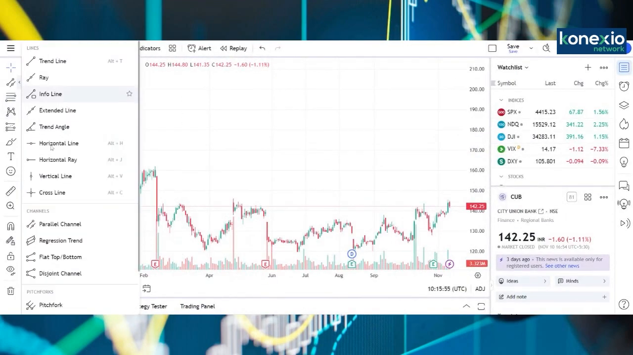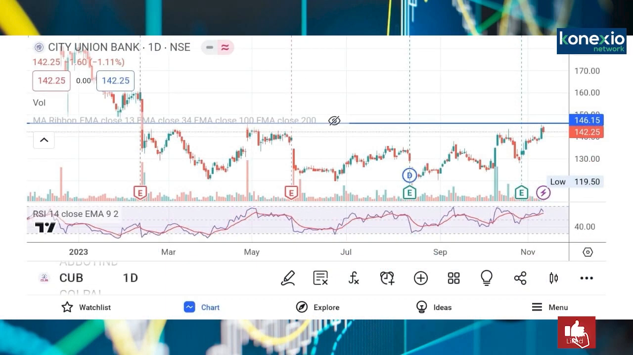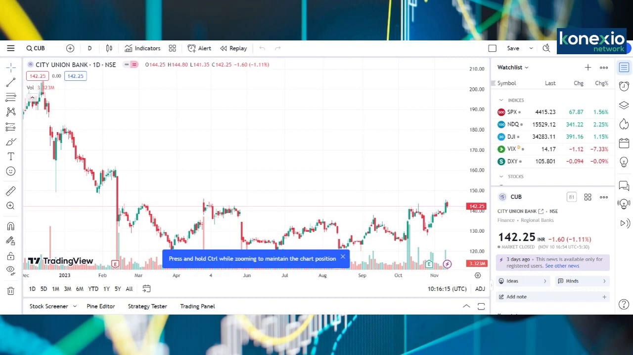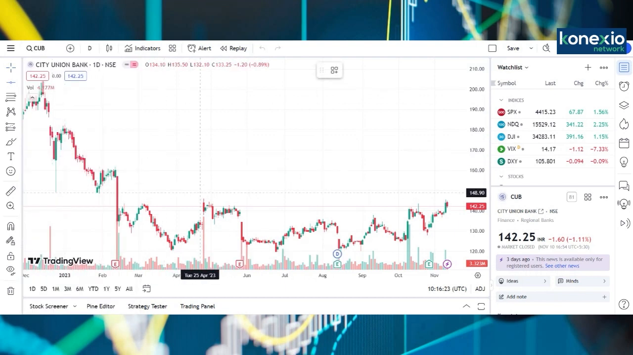So this is the daily chart of City Union Bank. The stock is consolidating. It is making some sort of rounding bottom formation. On the charts, you will see that the stock is making a rounding bottom formation, and it is on the verge of a breakout. So you can clearly see, this is the chart of City Union Bank. It is on the verge of a breakout.